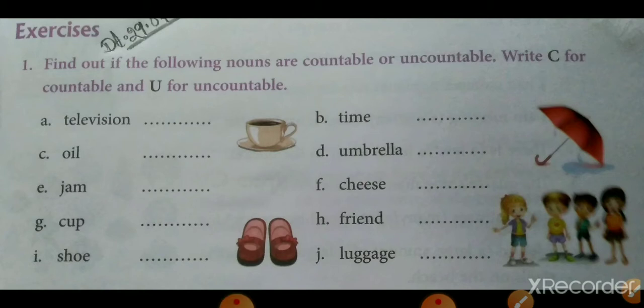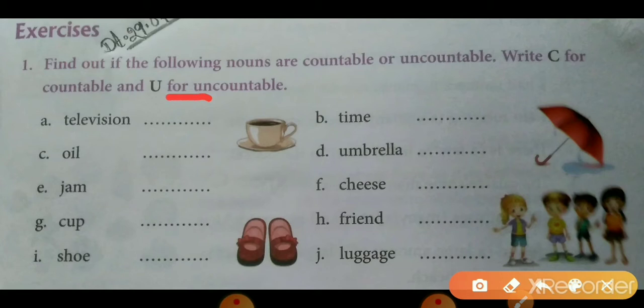Find out if the following nouns are countable or uncountable. Write C for countable and U for uncountable. Television, you can count television, so here will be C. Then oil, can you count oil? You can't, so here U. Then jam, you can't count it, so U. Cup, you can count a cup, so C. Then so, you can count it, so countable, C.